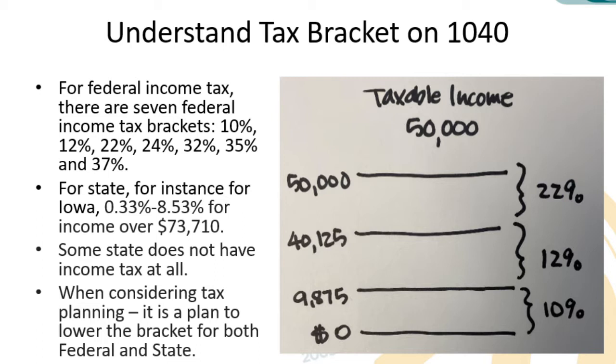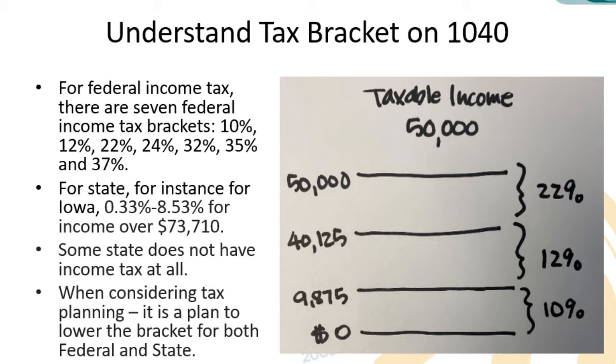And most states would give you a rate range. I use Iowa as an example. The Iowa personal 1040 income tax bracket goes from 0.33% to almost 9%. It depends on how big your income is, and any income over $73,000, you're paying the top rate. And for federal, the bracket goes 10, 12, 22, 24, all the way up, right? So I made a chart here for you to understand when they say progressive rate, when they say tax bracket, what do they mean?